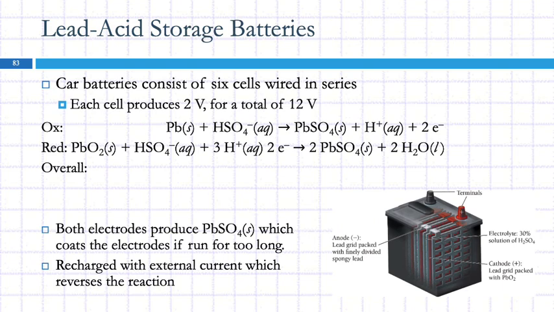Car batteries. Car batteries are typically lead acid storage batteries, and they actually have 6 different cells wired in series so that you can get a total of 12 volts, because you can't get 12 volts from one cell. So each cell here produces 2 volts, which is actually quite a lot for a battery.